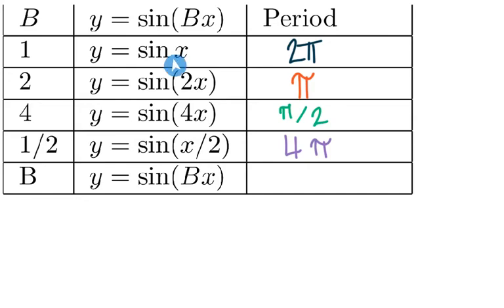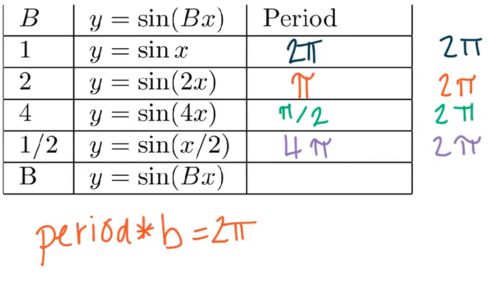So in general, the way it's going to work is whatever our b is in here times our period, whatever that is, is going to be 2 pi. So right here we've got 1 and 2 pi. Their product is 2 pi. For the second one, we've got 2 and pi. The product of 2 and pi is 2 pi. The next one, 4 and pi over 2. If you take 4 times pi over 2, that reduces to 2 pi.